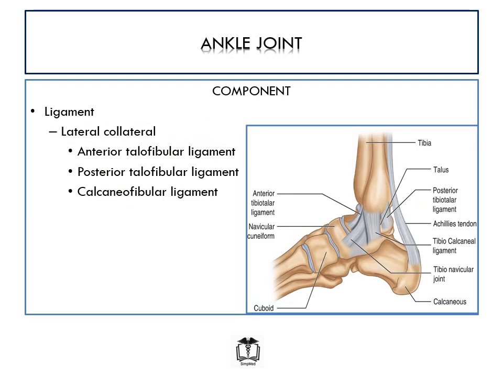For the lateral collateral ligament, we have three major ligaments giving rise to this ligament, which includes the anterior talofibular ligament, the posterior talofibular ligament, and the calcaneofibular ligament. Each of these ligaments are shown. You can see the anterior tibiotalar in the image here. You can see the calcaneofibular ligament, and then we could also see the posterior tibiotalar ligament.